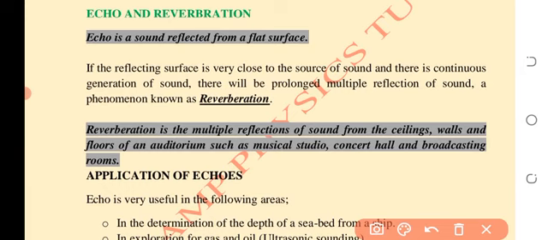That is when you produce a sound and you hear the sound again after a few seconds. That is what we call echo. Now, if the reflecting surface producing the echo is very close to the source of the sound, and there is continuous generation of sound, there will be prolonged multiple reflection of sound, and this phenomenon is known as reverberation. So this is just a brief introduction to echo and reverberation.